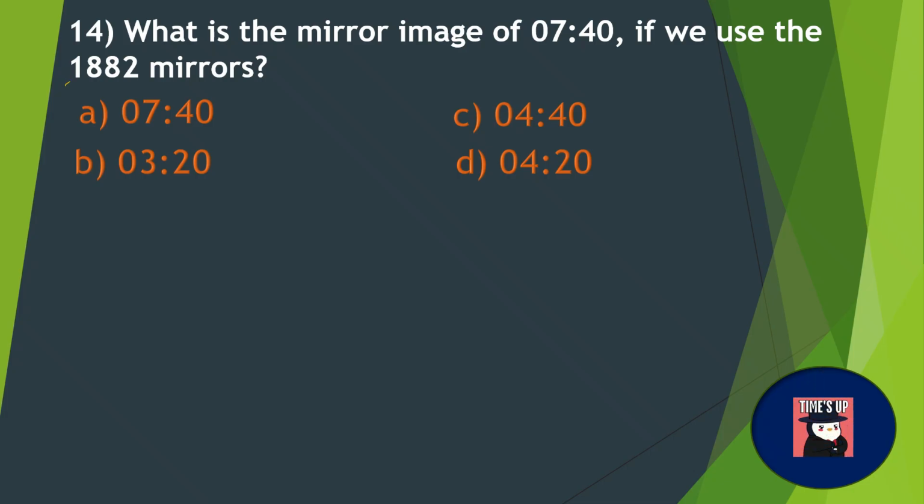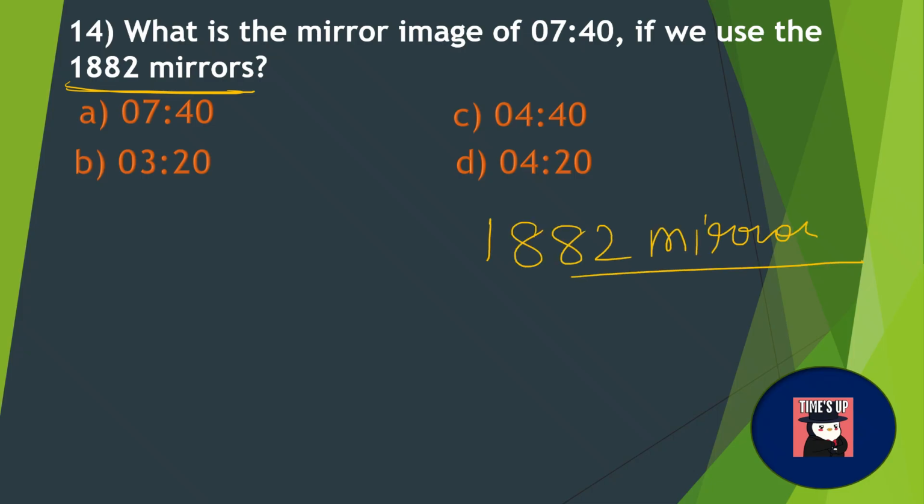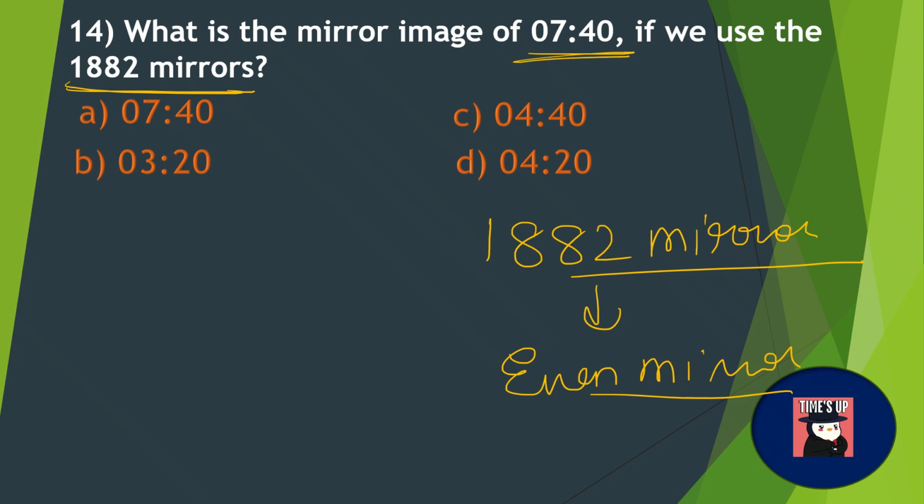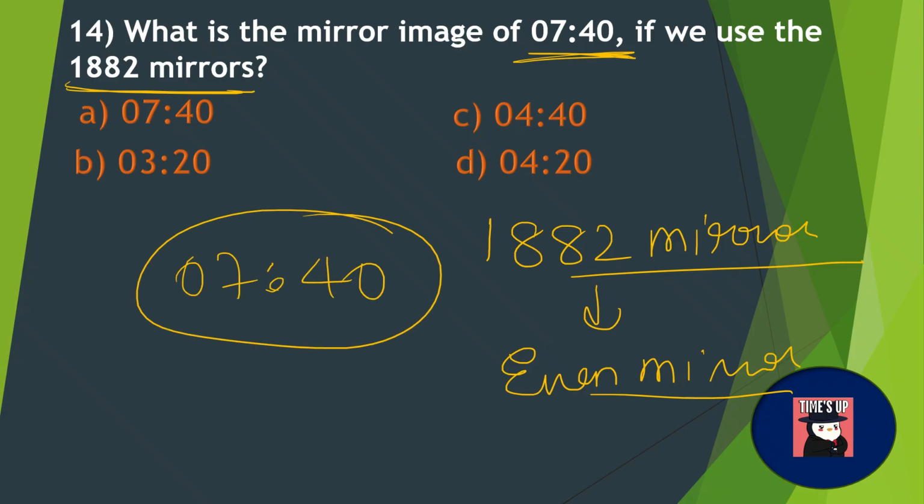Time up. So here 1882 mirror they have said, correct? So this will be an even number of mirror, correct? Even number. So when it is even number, what I told you, whatever time they had given in the question, same time it will be. So 740 means 740 will be only the answer because even number of mirrors are there. So option A is the correct one.